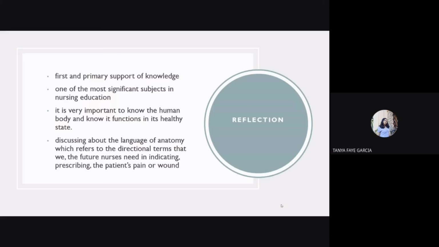In our reflection, we believe that anatomy and physiology is important as we become registered nurses someday. We are expected to learn anatomy and physiology, as it is one of the most significant subjects in nursing education, because we all know that anatomy and physiology is all about the body structure and how these structures work.